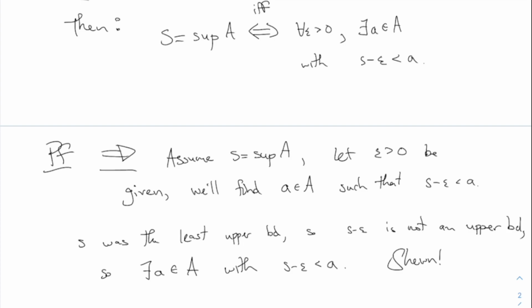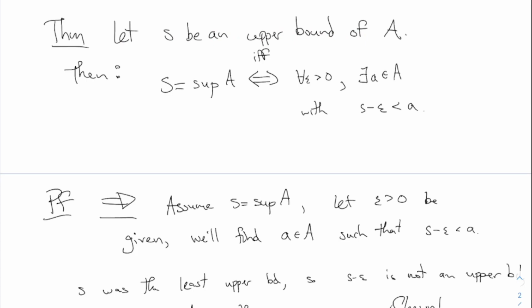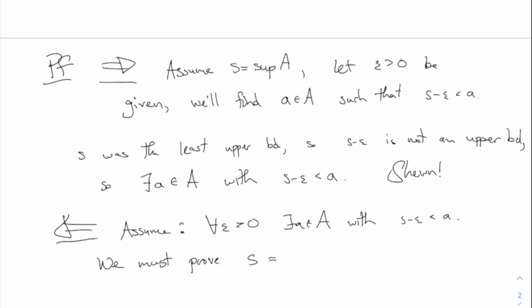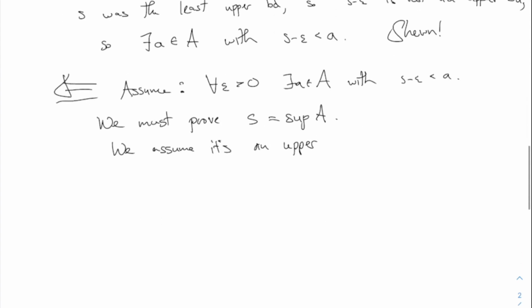Okay, let's try the other way. So we assume this business here, and we have to show that S is the sup. And notice that I also assume overall that S is an upper bound. All right, so we don't have to prove that it's an upper bound. We just have to prove that it is the least upper bound. So this direction, there's really not much more to say other than just to write it out. We assume for all epsilon greater than 0 there exists A in my set A with S minus epsilon less than A. All right, and what we must prove is that S is the sup of A, but we already assumed that it's an upper bound. So all we got to do is show that it is the least of the upper bounds. It is already assumed to be an upper bound.